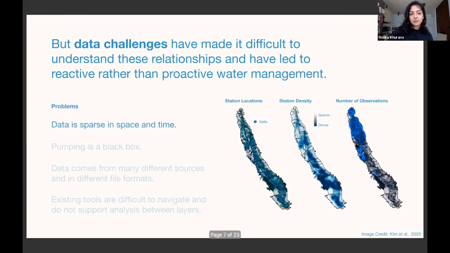So the first problem is that data that's been collected on water levels is pretty sparse in space and time. So you can see on the right is well data that was collected over California. And in certain areas, it's a lot denser, but those observations that they're taking are not really regular over time.